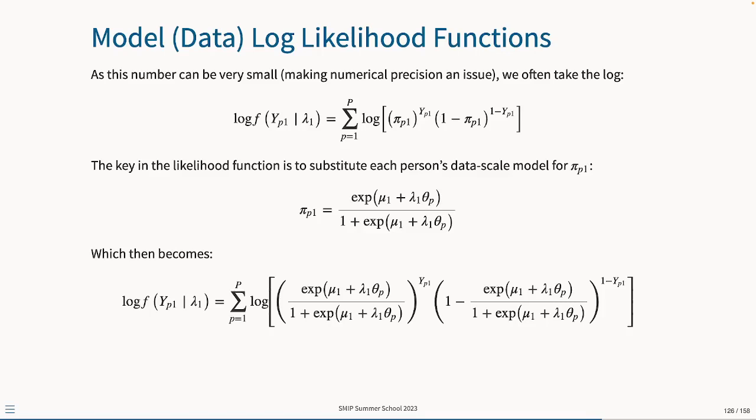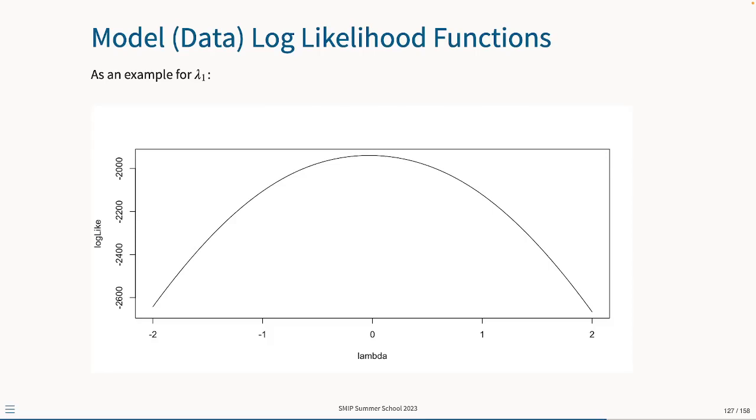Here we go. So the product of probabilities can get very small because every time we multiply a number between 0 and 1 by another number between 0 and 1, it gets smaller. So often we take the log of it. And when we take the log of this, the log likelihood then becomes the sum of the logs. And if we substitute each person's probability function, this is what we end up with. And this is an example of the log likelihood for lambda. This is just what it looks like.